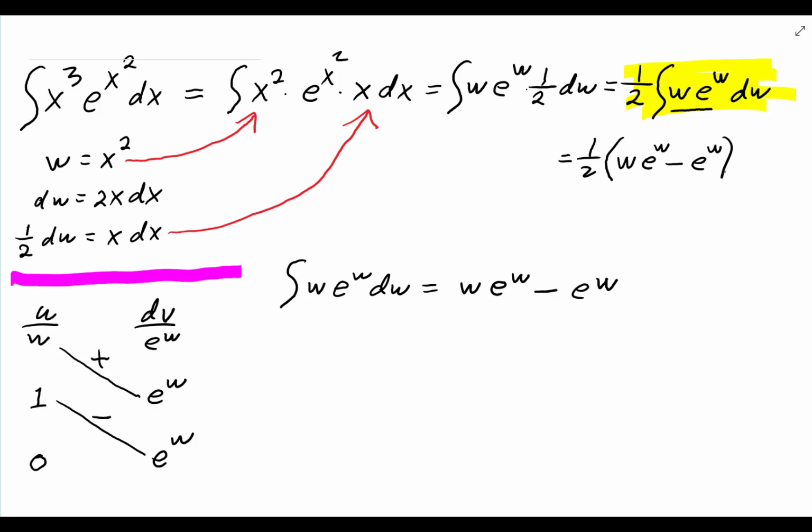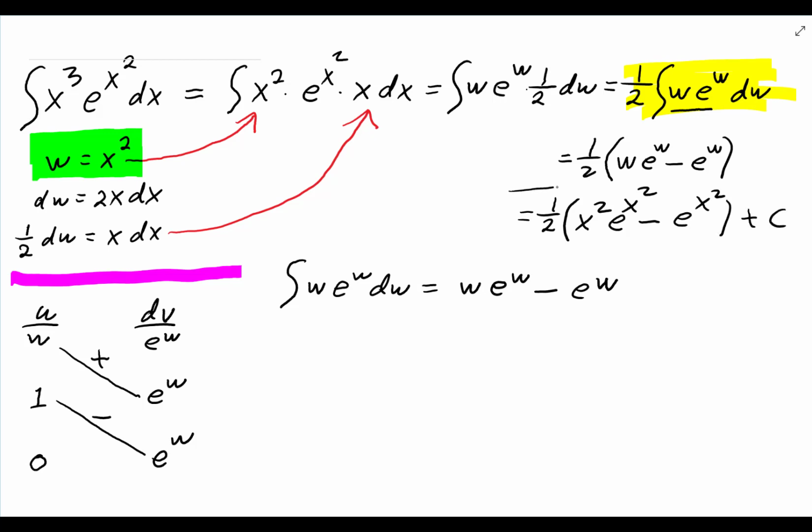But now we've got to go back to our original variable, which was x. And how are we going to do that? We're going to do that by using our original substitution, w equals x squared. So for our final answer, we get 1/2 times x squared times e to the x squared minus e to the x squared plus c. And there's our antiderivative.